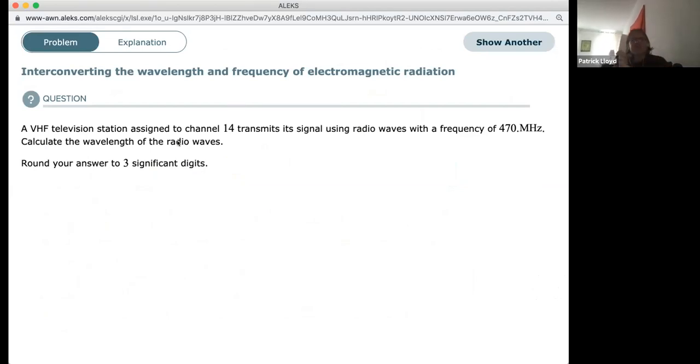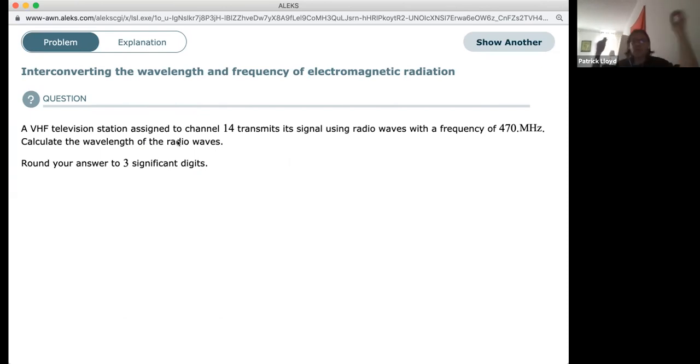Interconverting the wavelength and frequency of electromagnetic radiation. A VHF television station assigned to channel 14 transmits its signals using radio waves with a frequency of 470 megahertz, MHz, hertz, right? Calculate the wavelength of the radio waves. Okay, channel 14.